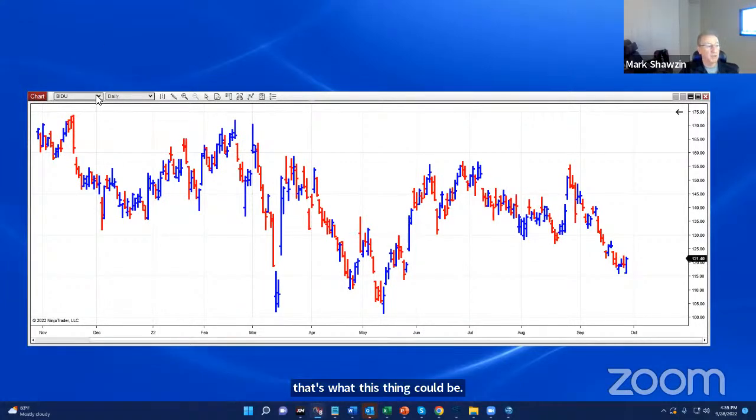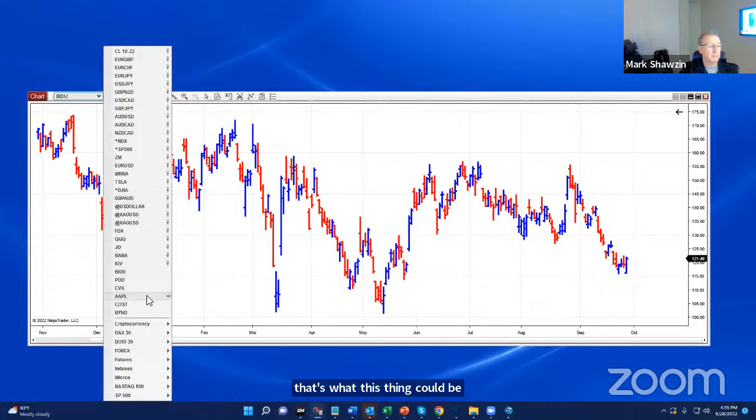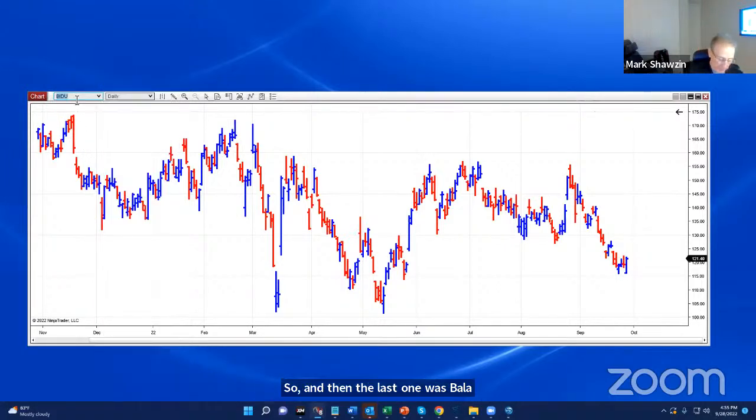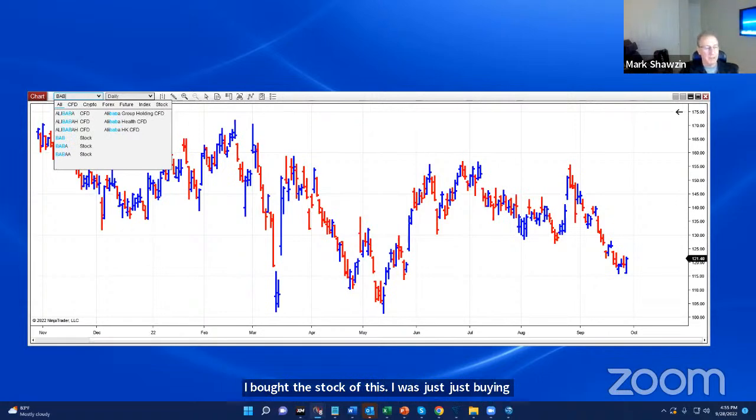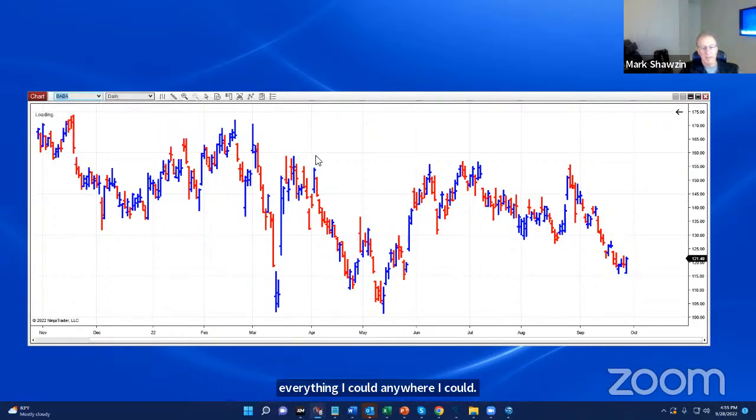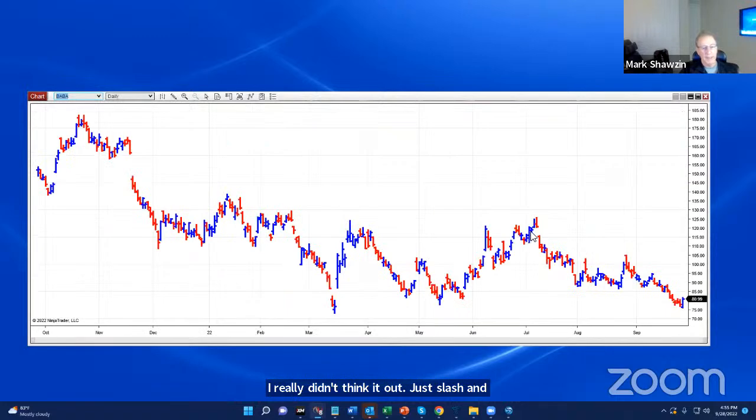And then the last one was BABA. And I bought the stock of BABA. I bought the options, the call options, of the other ones. I bought the stock of this. I was just buying everything I could, anywhere I could. I really didn't think it out. Just slash and burn. And hopefully I'm not going to get burned. Now, BABA doesn't look as good as the other two.